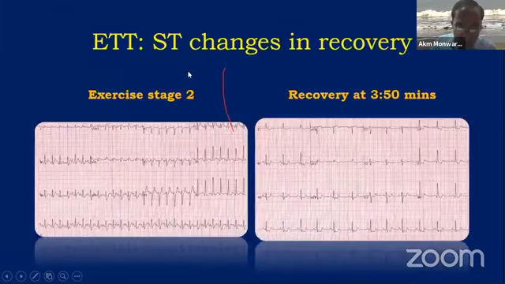I have already mentioned that there may be ST segment changes just only in the recovery phase. Like here, this is the stage 2 exercise, almost no change. And this is the 3 minutes and 50 seconds of the recovery. And you are seeing that there is significant downsloping ST segment depression as marked here.